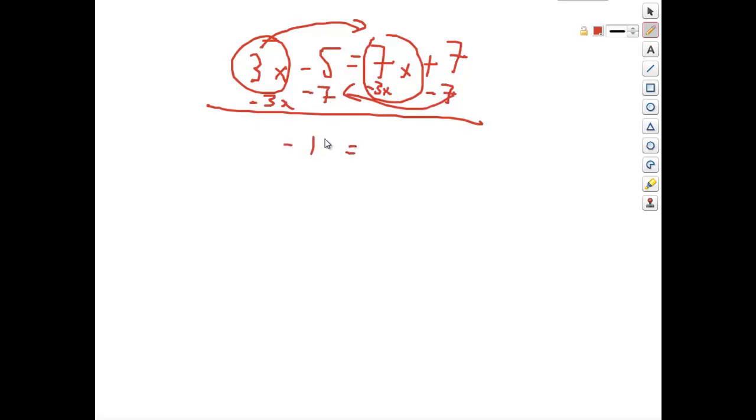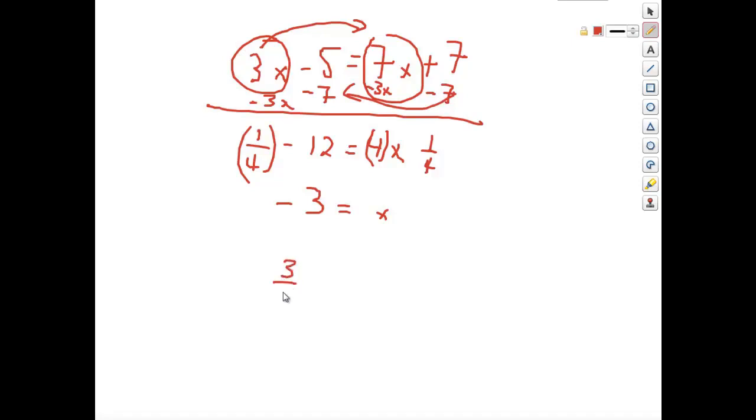I end up with minus 12 on the left side. I end up with 4x on the right side. I take the reciprocal of what I want to get rid of, and I have to do the same thing on the other side, and I get x equals minus 12 over 4, which equals minus 3.